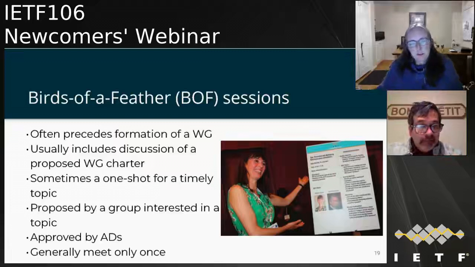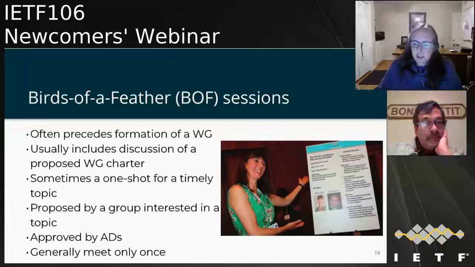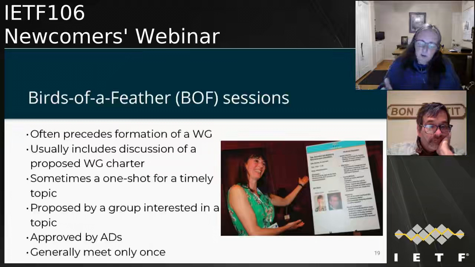Generally, a group of people that are interested in a topic will propose it, and then the area directors will review all of the proposals in advance of the IETF and choose which ones actually get to meet. Generally, a BOF only meets once. Occasionally, they might meet twice if they get part of the way through the chartering discussion and they decide that they're really not ready to charter a working group. They may go back and try one more time.